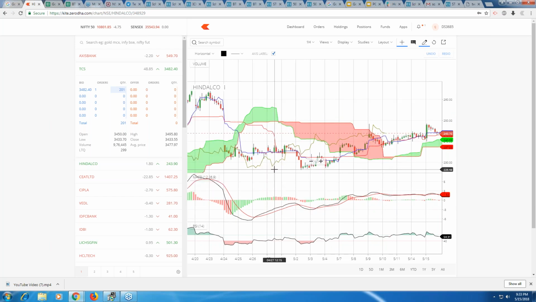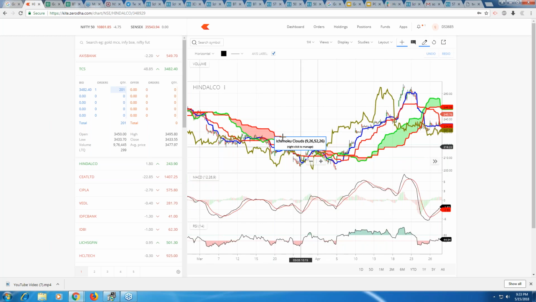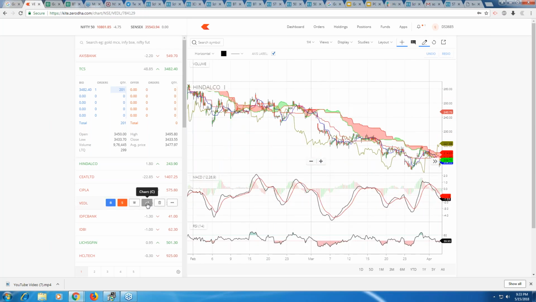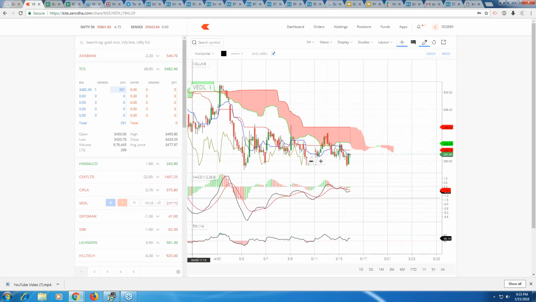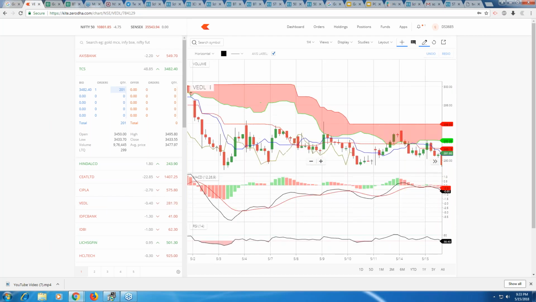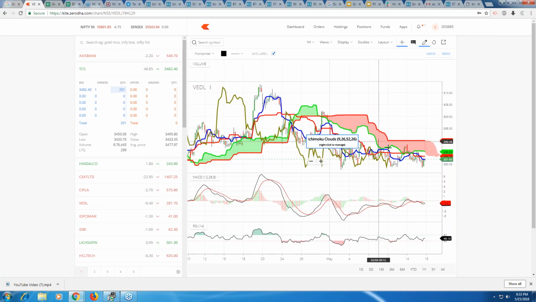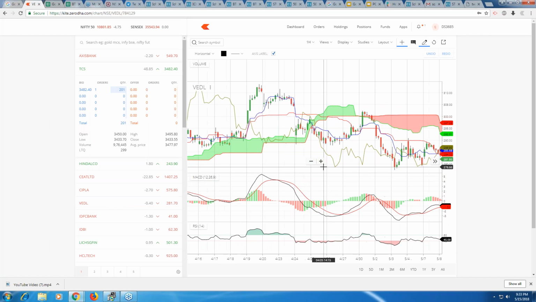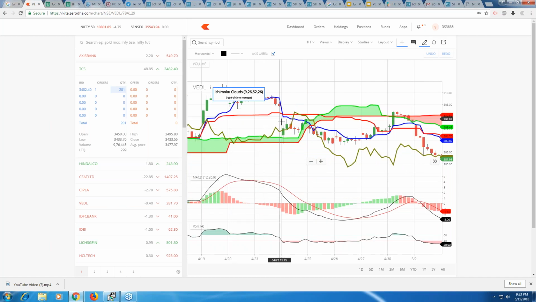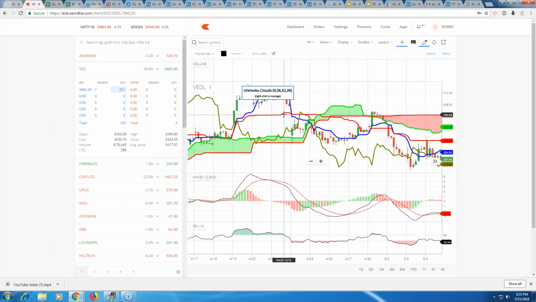So some stocks you just make your own. You know what's happening in them. When is the cloud breaking? When is the movement? See, this is VEDL. Time and again it's experiencing resistance from the cloud and it's going down, right? So whenever the conversion line, the blue line, crosses the red line and the RSI goes below 40, you can short it in the 1 hour time frame.